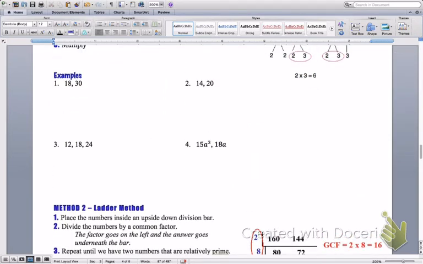Let's move on up. All right, let's go ahead and look at example number 3. So in this case, we have 3 numbers. So we're going to find the GCF among 3 numbers. So I'm going to have 12, 18. I'm going to space them out a little bit.